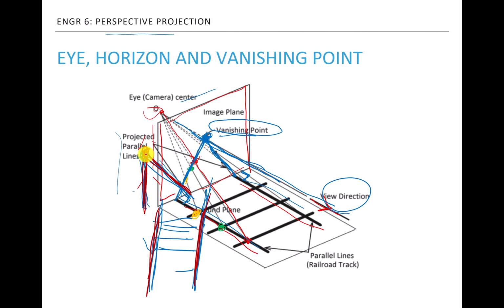Okay, so the actual object lines in 3D, although they are parallel lines that never meet, if they are projected onto the image plane or your paper, then those two parallel lines in that image plane space are no longer parallel. They're going to meet at some point. Okay, so that's how it works.